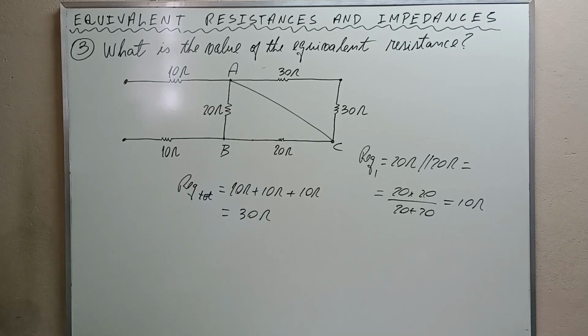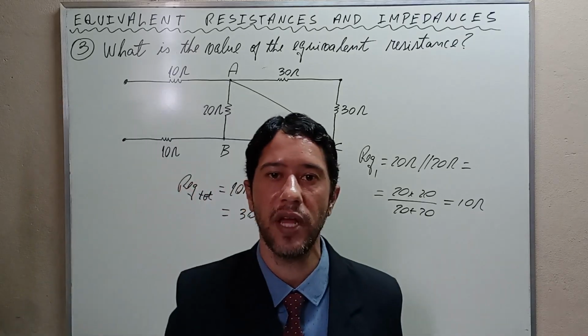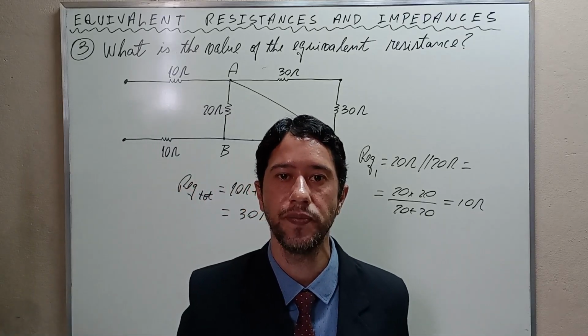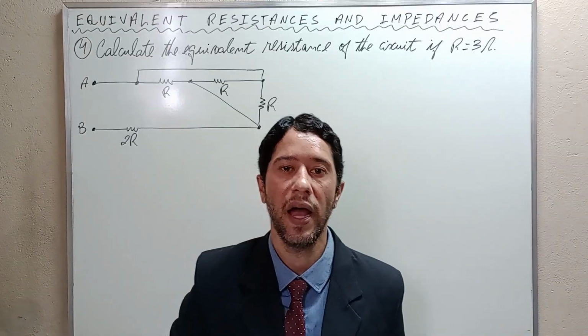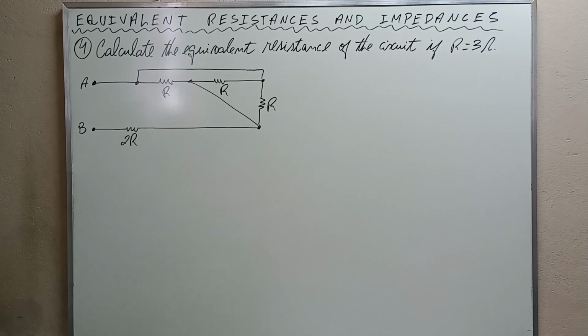And this is the final or total equivalent resistance of the circuit, and this is all for the discussion of exercise number 3. Let's go to the next. Let's go to exercise number 4. Exercise number 4. Calculate the equivalent resistance of the circuit if R is equal to 3 ohms. This is the question. Let's go to the solution.